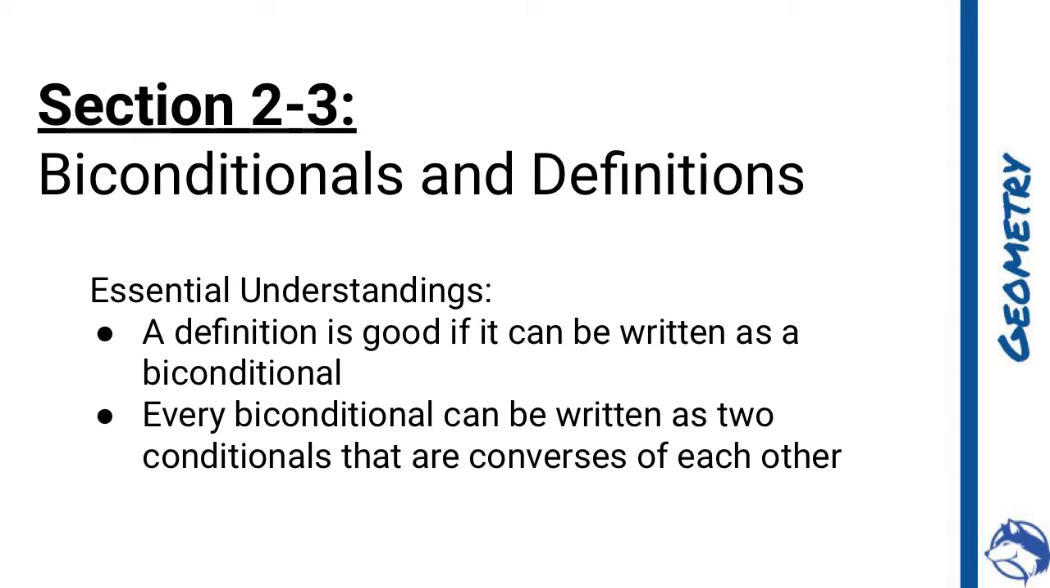All right, so we're going to go ahead and continue with some different types of statements here. In this one, we're going to talk about what it means to be biconditional and what it is to be a definition. A definition is good if it can be written as a biconditional, and every biconditional can be written as two conditionals that are converse of each other.